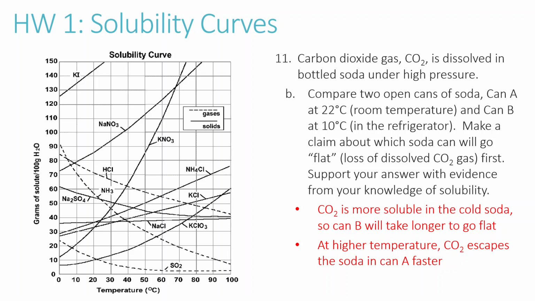So compare two open cans of soda. Can A is at room temperature and can B is in the refrigerator. Which one will go flat first? So carbon dioxide is more soluble in the cold soda. So can B will take longer to go flat. When soda goes flat, it really just means that the CO2 has escaped and the soda solution is no longer bubbly. So at higher temperature, out on the counter at room temperature, carbon dioxide will escape the soda faster in can A.